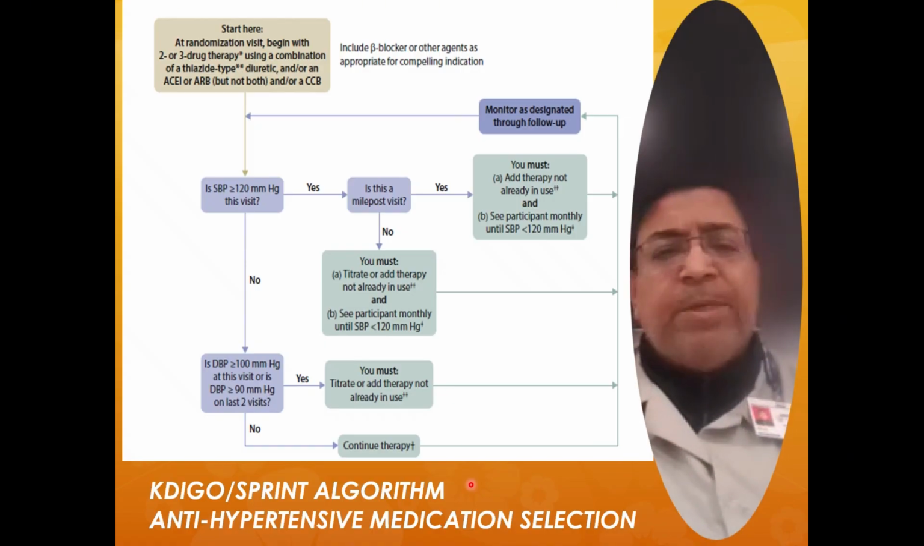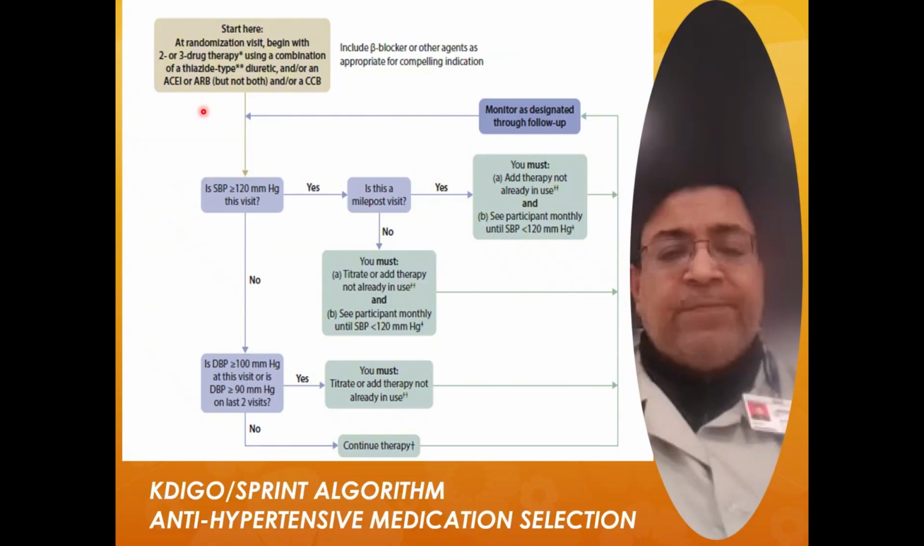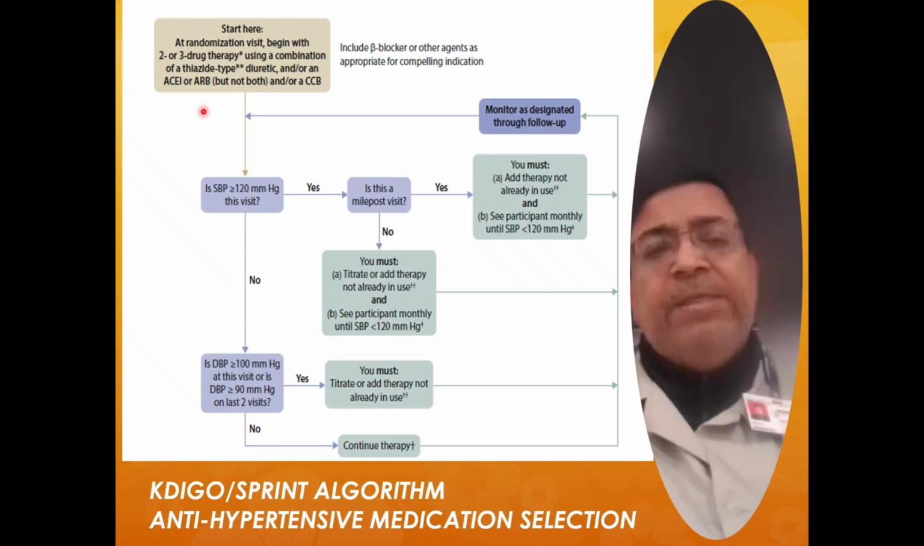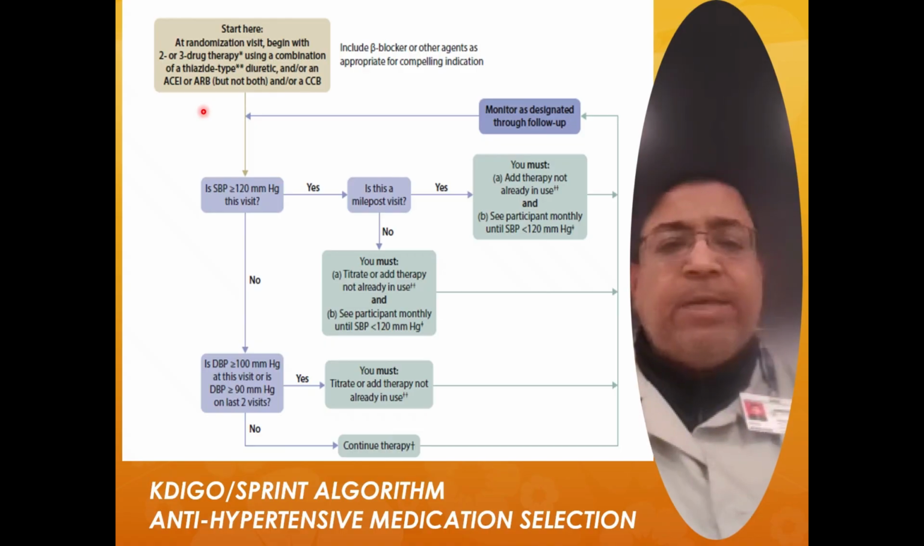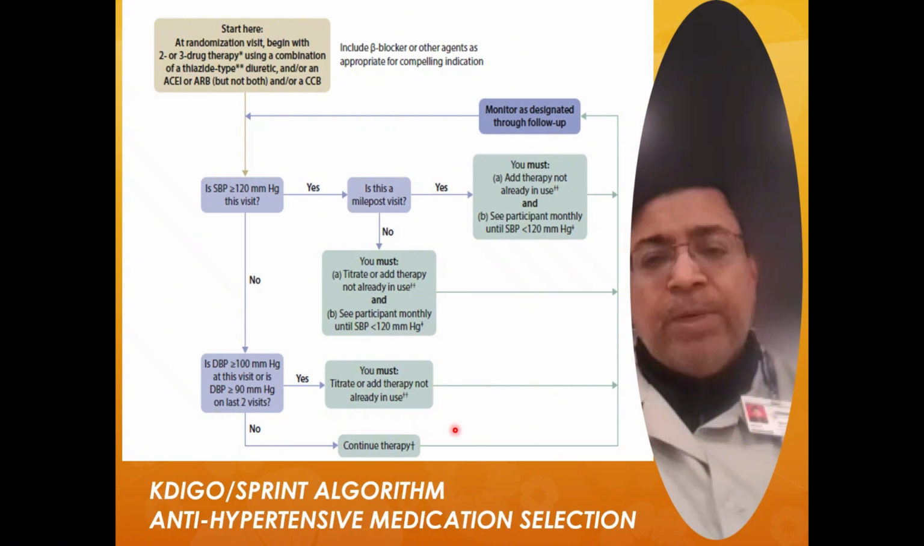In the SPRINT hypertension trial, they began with 2 or 3 antihypertensive drugs, including thiazide diuretics, ACE inhibitors or ARBs, and calcium channel blockers. And then they subsequently added therapy until the blood pressure was at goal, and then they continued that therapy.